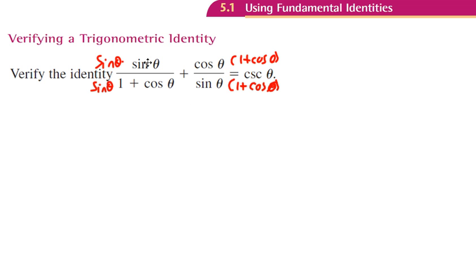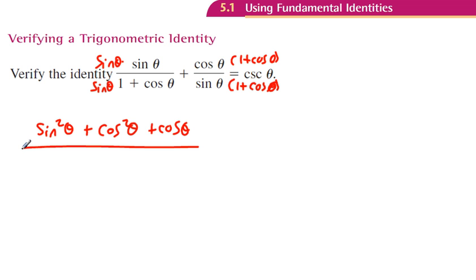So sine of theta times sine of theta is sine squared of theta plus cosine times cosine. So I'm going to do this a little backwards. Cosine times cosine is cosine squared theta, and then cosine times 1 is just cosine of theta. All right, so that's what all of the numerators give us if I add these two together. And they all have a common denominator of sine theta times 1 plus cosine of theta.